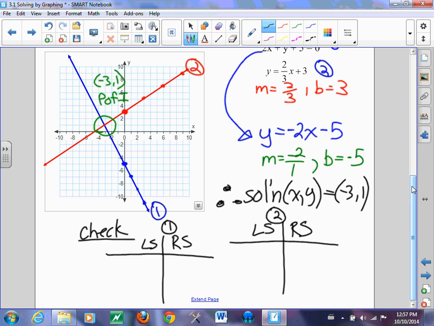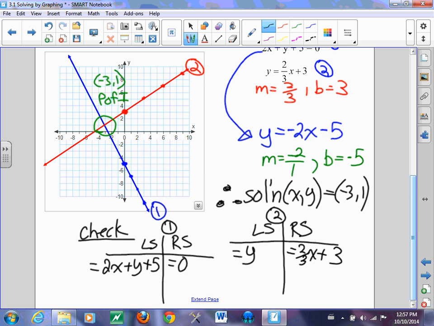So for equation 1, it's all on the left side, so it's going to be 2x plus y plus 5, and the right side equals 0. Again, the left side and the right side are dependent on the equal sign. For equation 2, we have the left side equals y, and the right side equals 2/3 x plus 3.